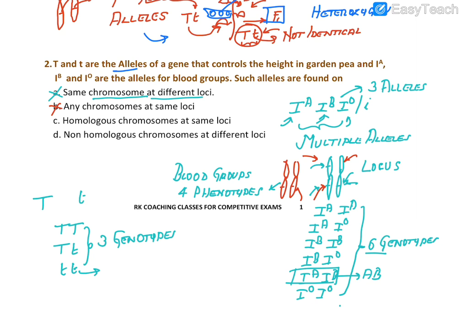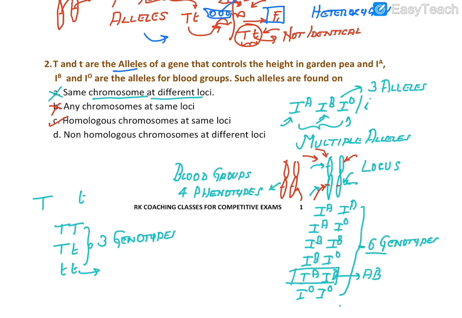Such similar chromosomes, we call them homologous chromosomes. The allele should be present on the homologous sites of homologous chromosomes. So the third one, homologous chromosomes at the same loci, it is correct. Any two alleles should occupy this loci. Then a character is expressed.